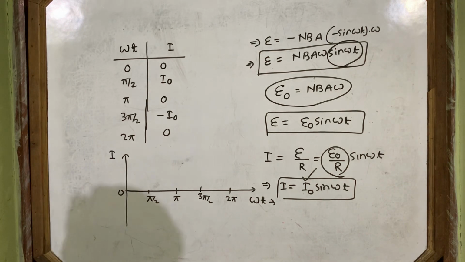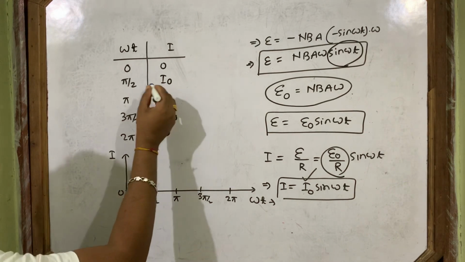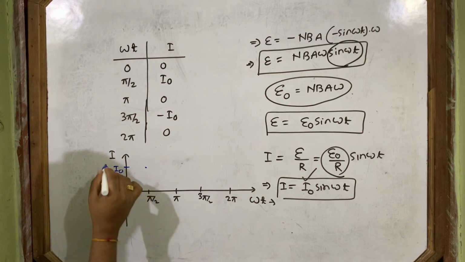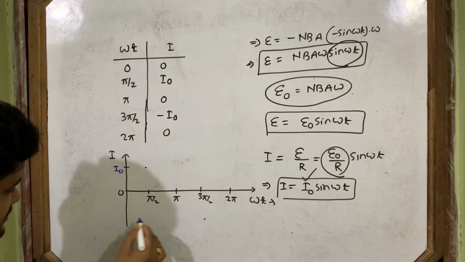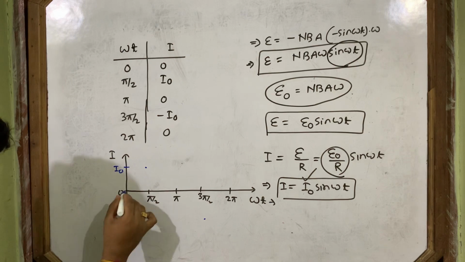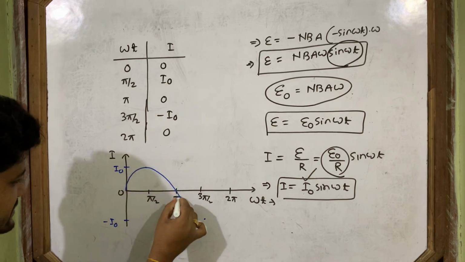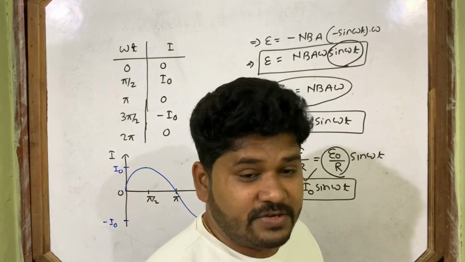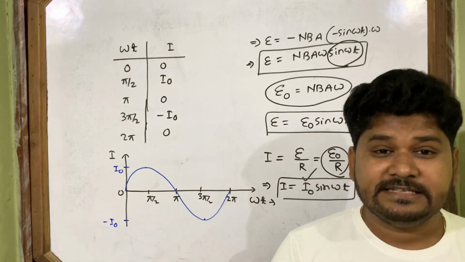How will the graph look? At pi by 2, the maximum value is plus I naught. At 3 pi by 2, the minimum value is minus I naught. So the graph will be like this. This is the graph of the current produced by the AC generator.